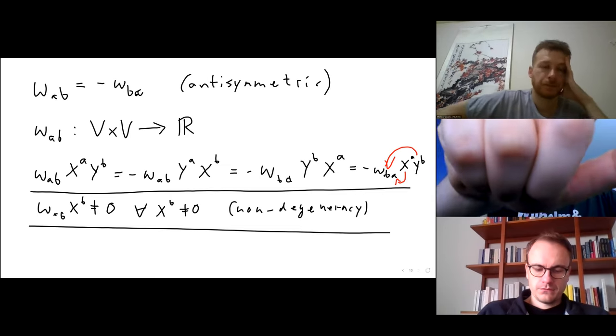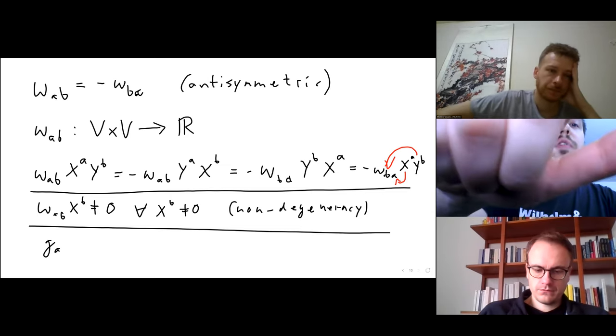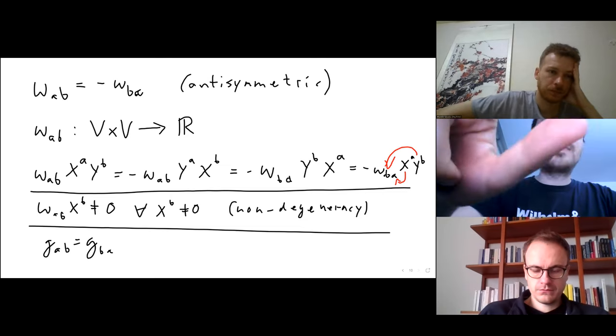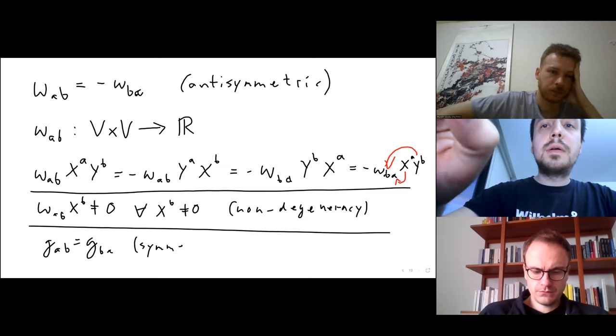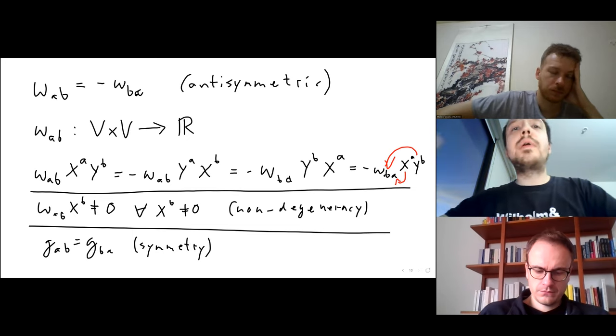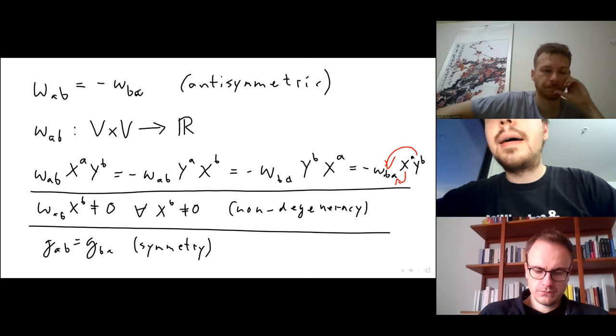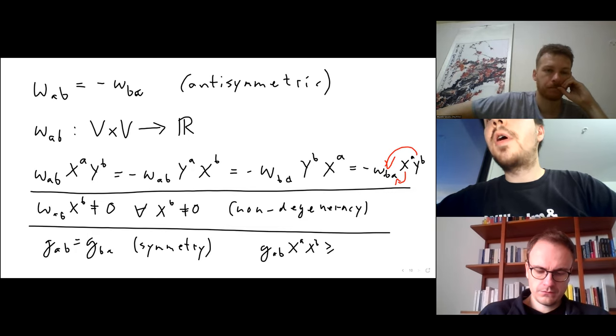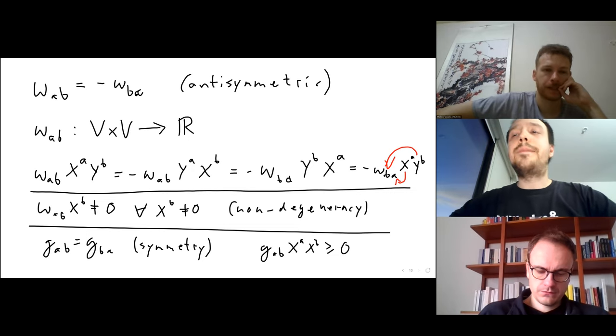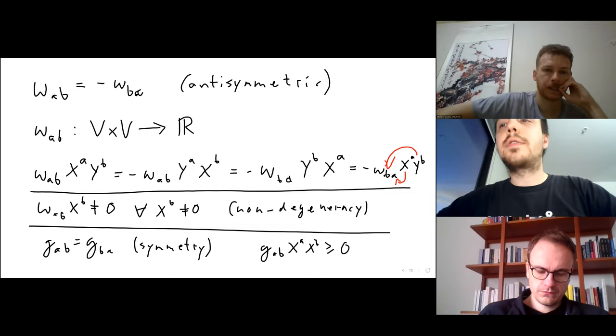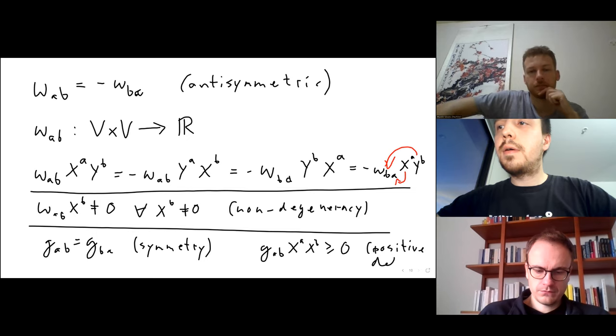Of course, for the metric, we have that G_AB is G_BA, so that's symmetry. And then we want that it's positive definite, and that's the standard way that we require that X^A X^B G_AB is larger or equal to 0, where the equality to 0 only applies to the 0 vector. So that's positive definite.